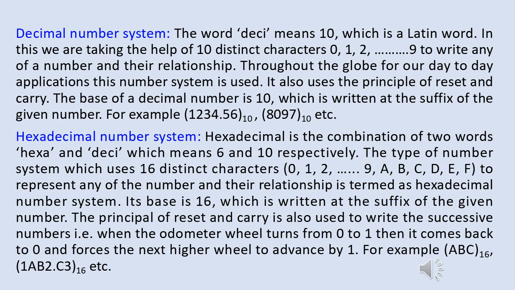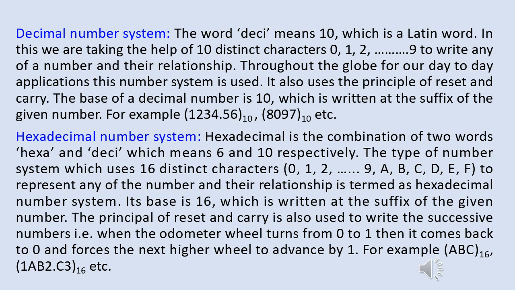Next, we will discuss the decimal number system. In the decimal number system, the word deci means 10, which is a Latin word. In this, we take the help of 10 distinct characters from 0, 1, 2, 3 up to 9 to write any number and their relationship. Throughout the globe, for our day-to-day applications, this number system is in use.